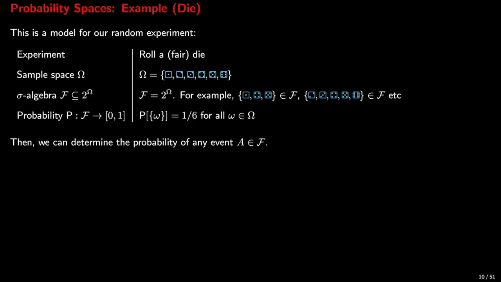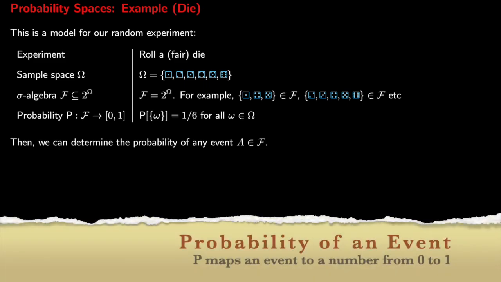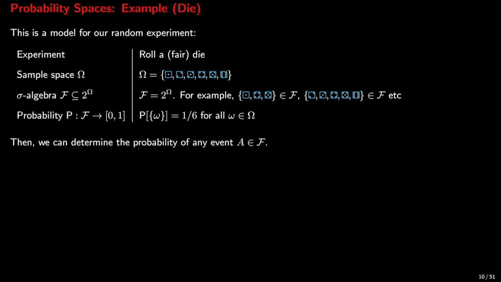The probability is a function to which you provide a set from F and it returns to you a number. And it is defined here in such a way that the probability of any single outcome of the die is 1/6. Then we can determine, of course, the probability of any event A in the sigma algebra.